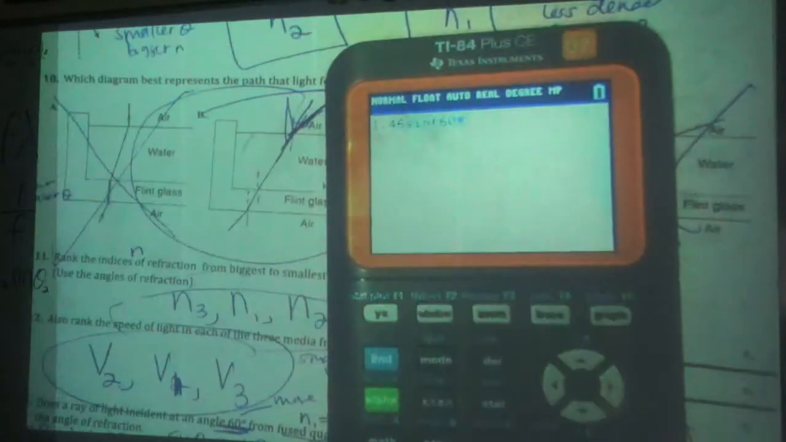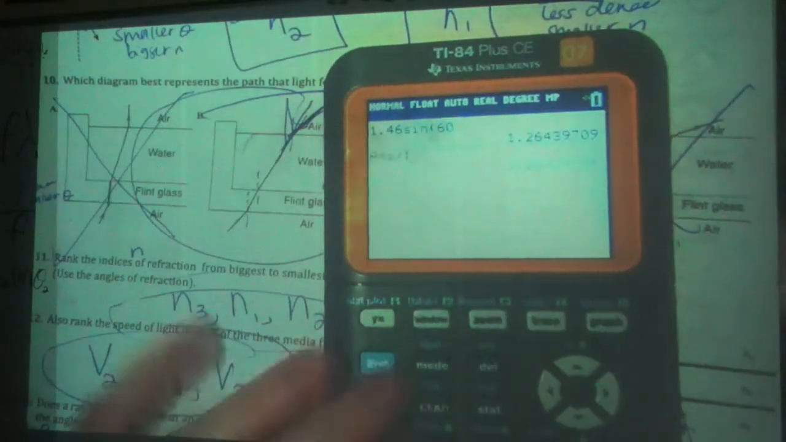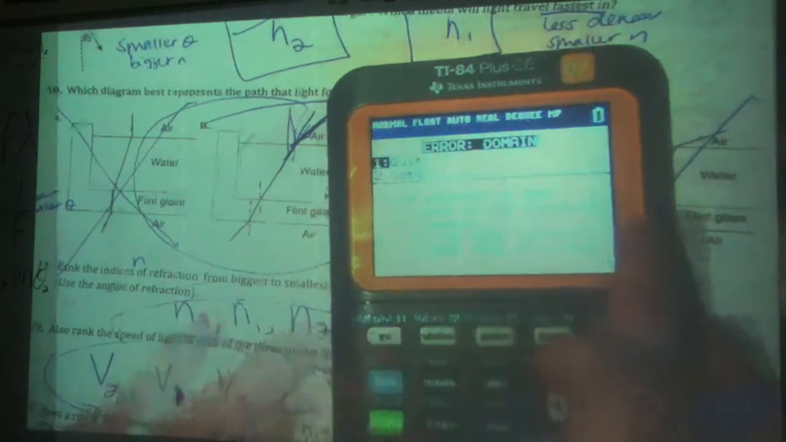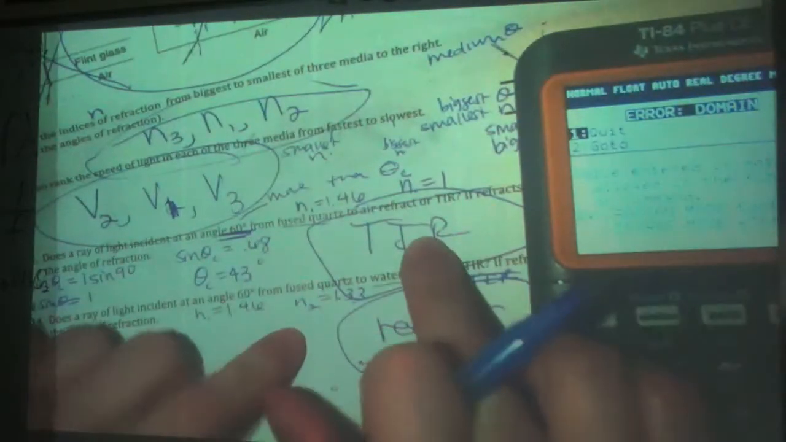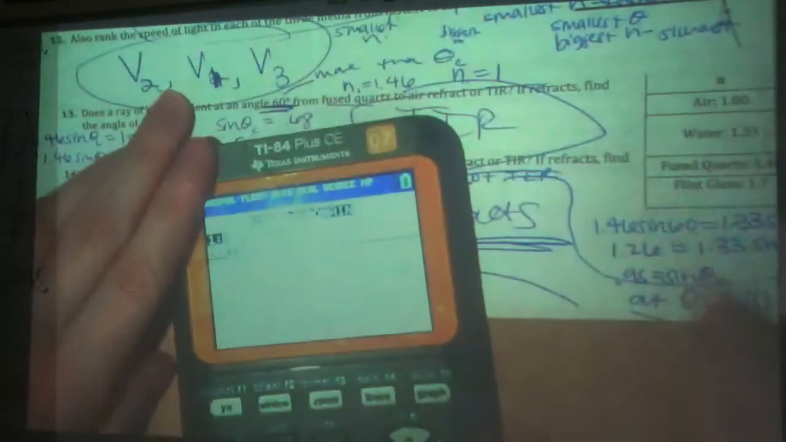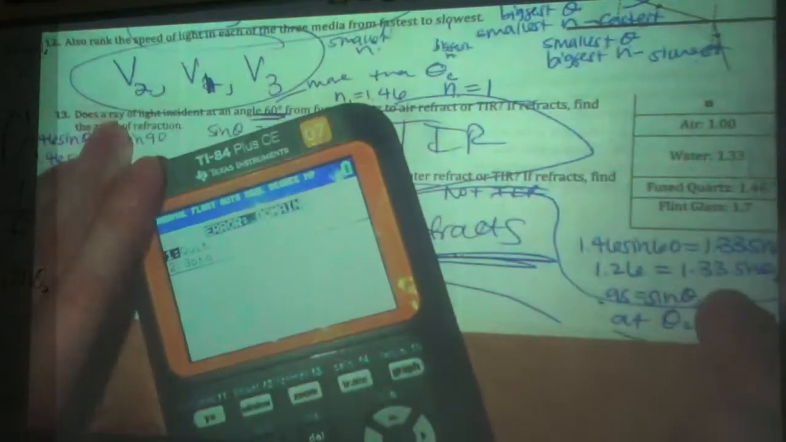So yes, it is refracting right here. Now, if I had tried doing that with number 13, if I had just gone straight from 1.46 sine of 60 and divided the 1 over, sine inverse of that, you'll see that I get an error because it's not possible to get an angle of refraction, so that's total internal reflection. Now, if I had gone straight here, we would have gotten 71, we would have known that it refracts.